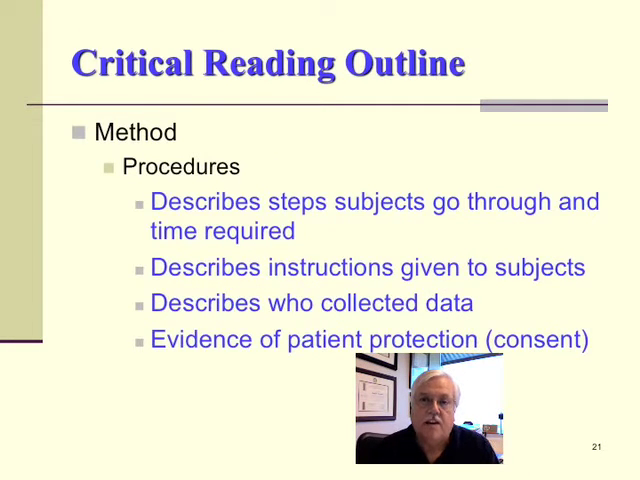Also in the method category is procedures. So the author should describe steps the subjects go through and the time required. There should be descriptions about the instructions given to subjects, and there should be a description about who collected the data and evidence of patient protection, usually done by a consent form.